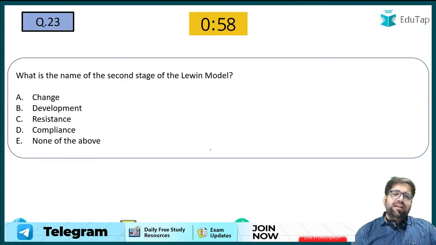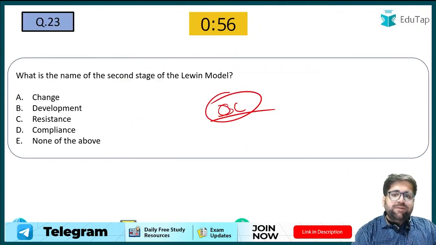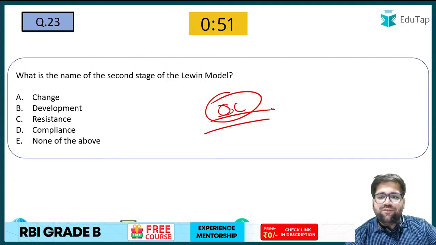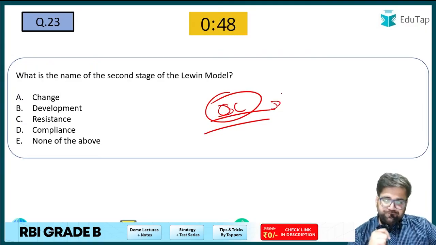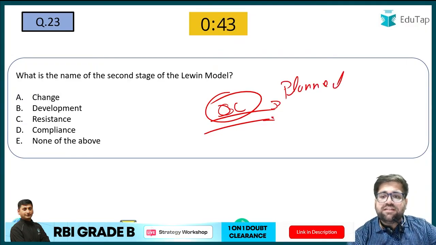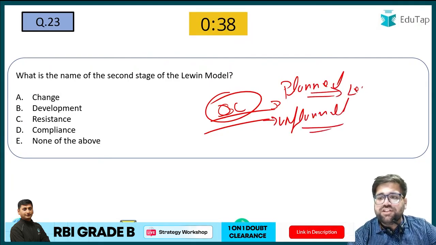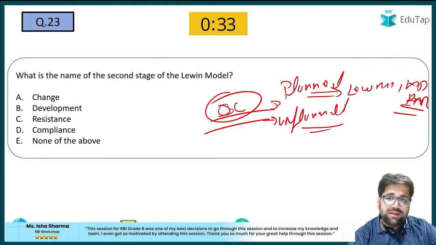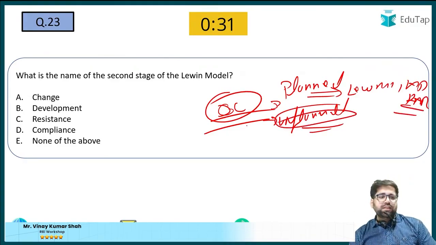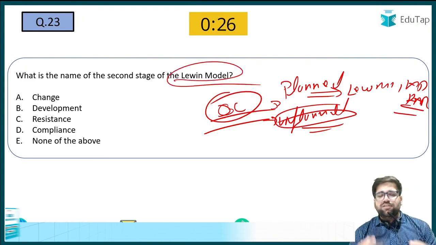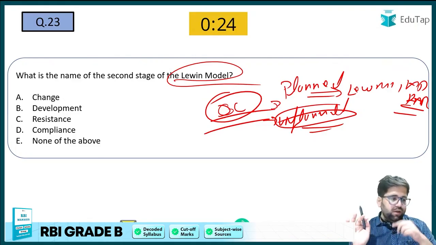Question number 23, again OC. OC, if you see, is organizational change. It's a very sweet acronym which I have given to it. If you see, there are two theories. First is planned, and the second one is unplanned. Under planned, you will see different theories, like the Lewin change model and the ADKAR model, which is also very world famous. Under unplanned, you will also see different theories. So what is the name of the second stage of the Lewin model? A very easy question. The Lewin model is world famous for organizational change.